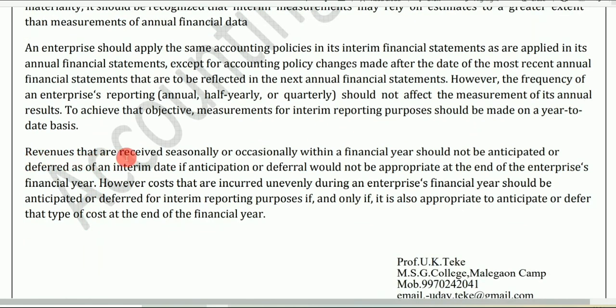Revenues that are received seasonally or occasionally within a financial year should not be anticipated or deferred as of interim date if anticipation or deferral would not be appropriate at the end of enterprise financial year. However, costs that are incurred unevenly during an enterprise financial year should be anticipated or deferred for interim reporting purposes if and only if it is also appropriate to anticipate or defer that type of cost at the end of financial year.